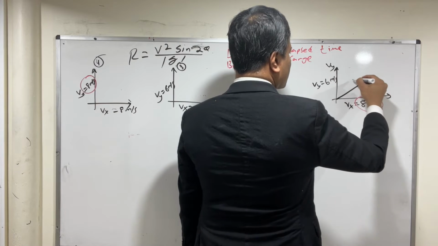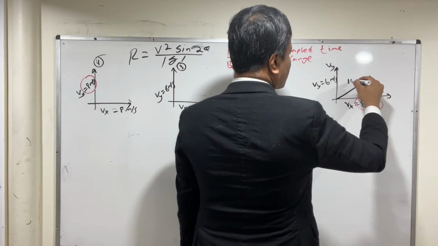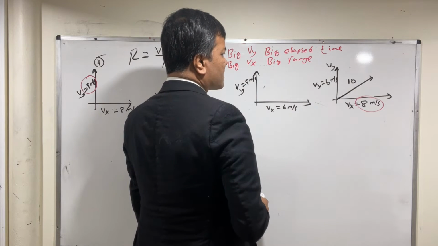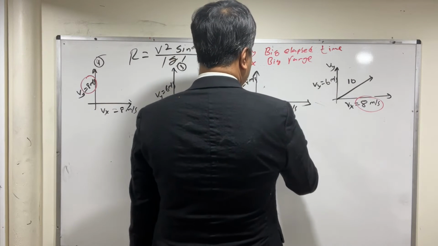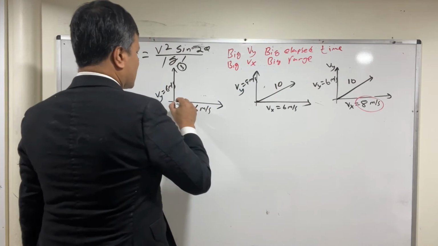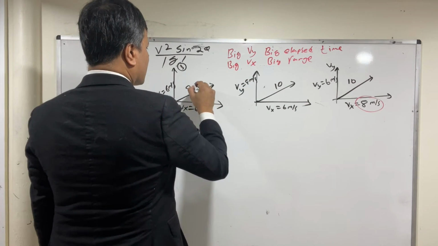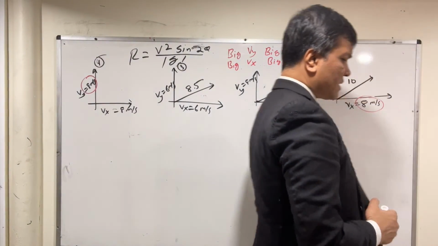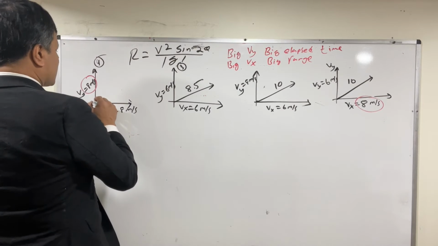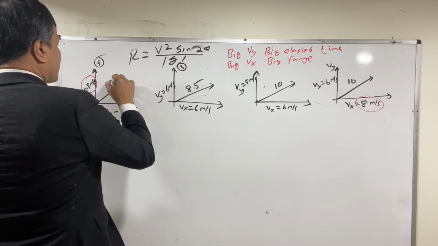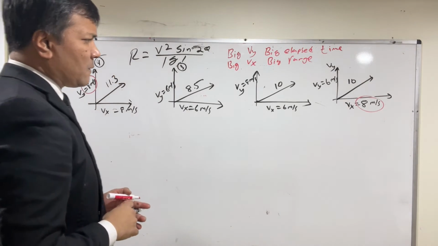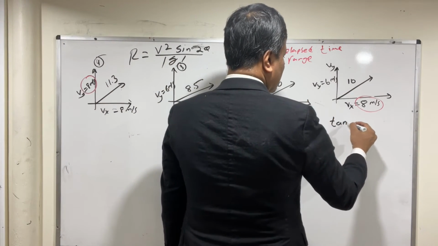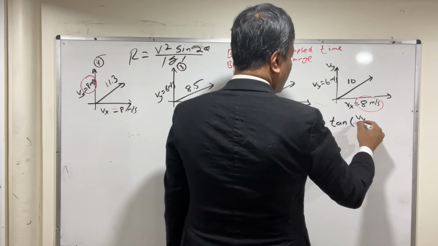So let's say this one is 10, 64 and 36. Yeah, 64, 36. So this is 10. This is 8.5, 10, 10, 8.5 and 11.3. So this is 11.3. All right. So now you want to find the angle. So tangent is Vy over Vx.